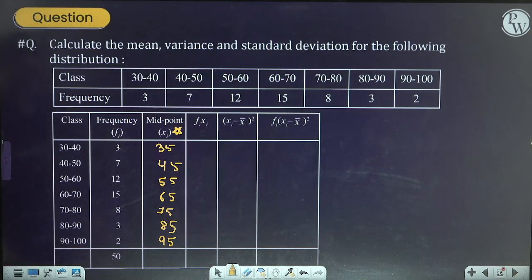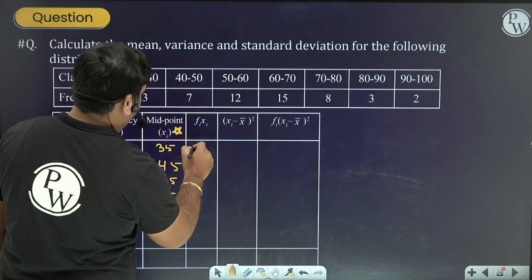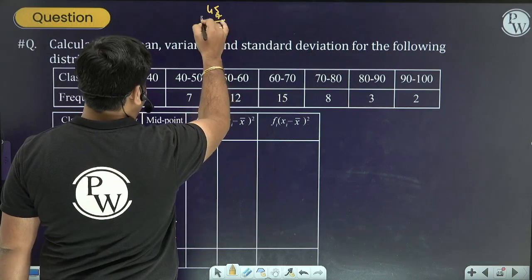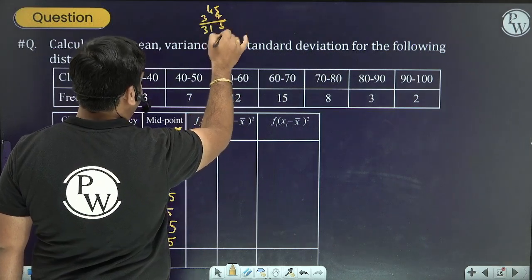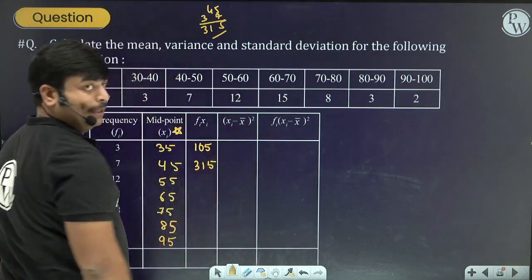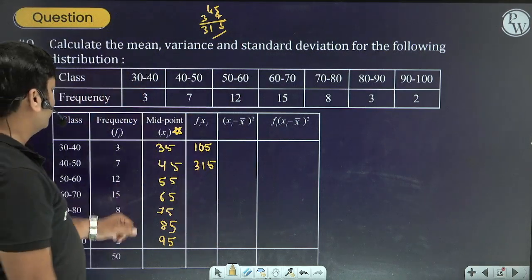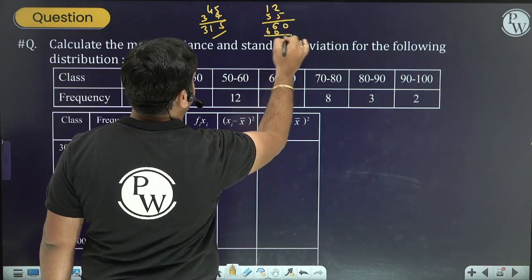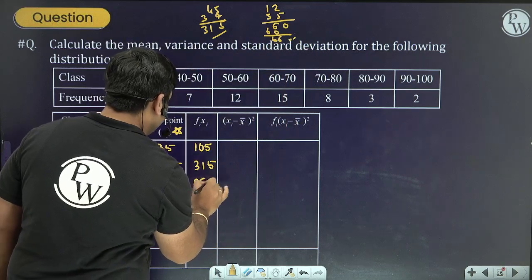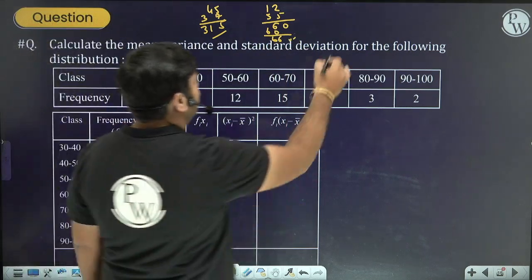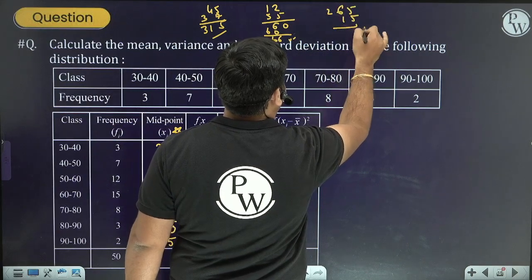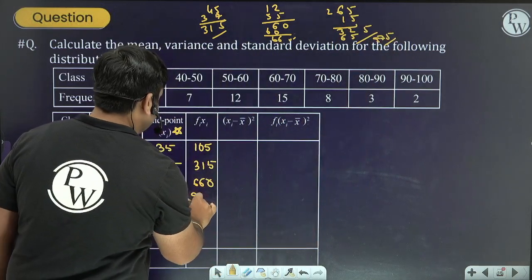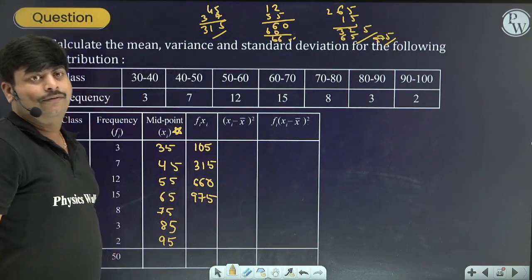All right. So now find fi into xi. 3 into 35 is 105, right? 45 sevens. How much is 45 sevens? 315. People, yes, it will take some time, but please try to do it properly. It will be very easy. 55 into 12 is 660, right? Next, 65 into 15 is 975. Please cross check that, I may make some mistake when I'm calculating super fast.